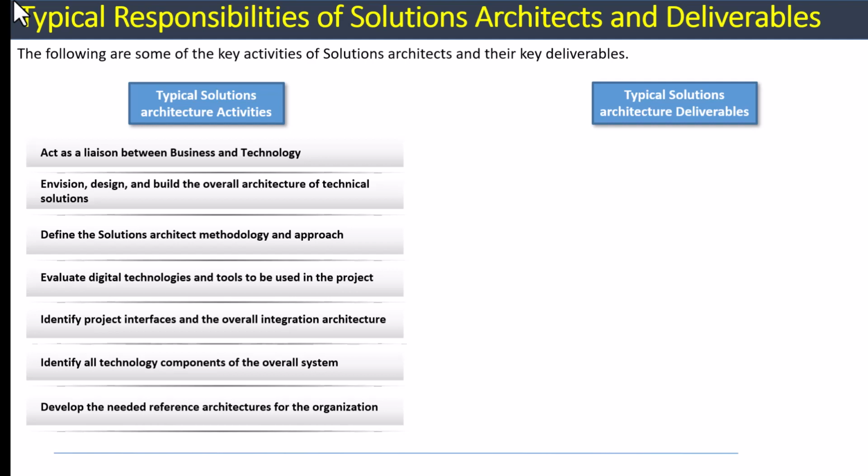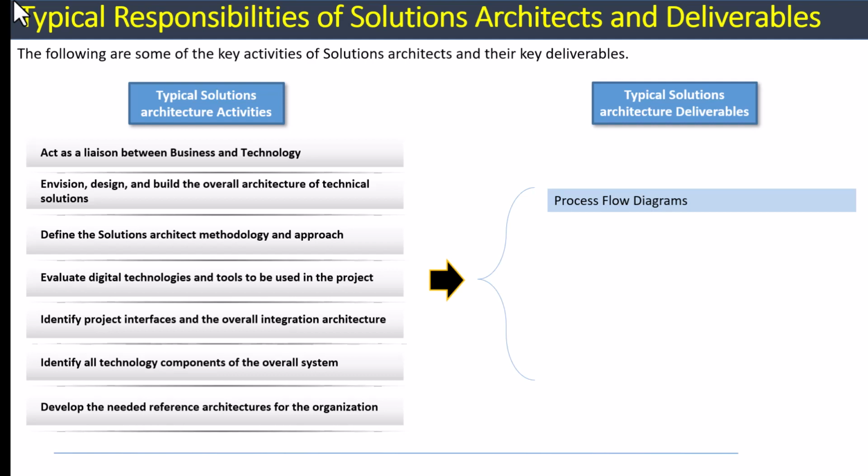So while working on these activities that we just reviewed, solutions architects create a number of key deliverables. While the solutions architecture deliverables vary from one organization to the next, and also depend on the project, some typical solutions architecture deliverables include these four. One is the process flow diagram.